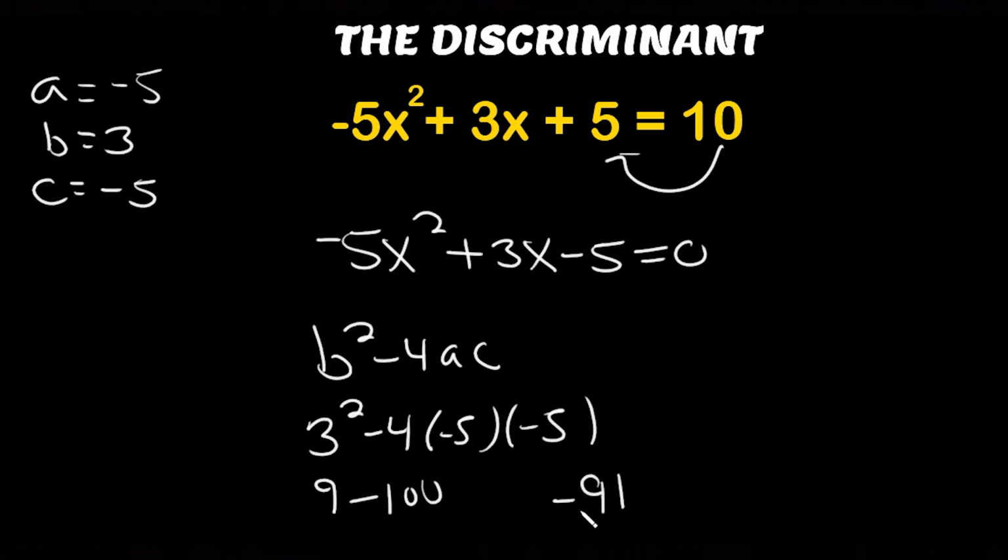So if you go back to those three different scenarios, if the discriminant is greater than 0, that means there's two real zeros.